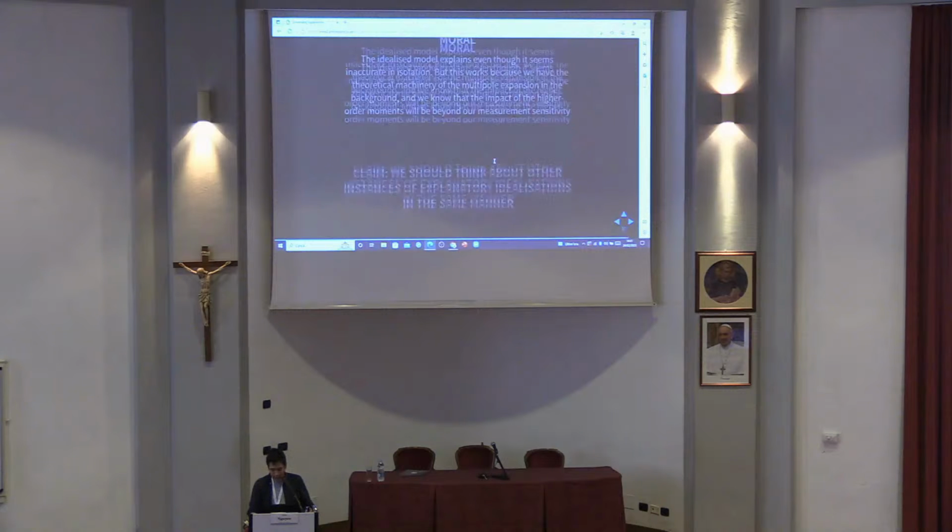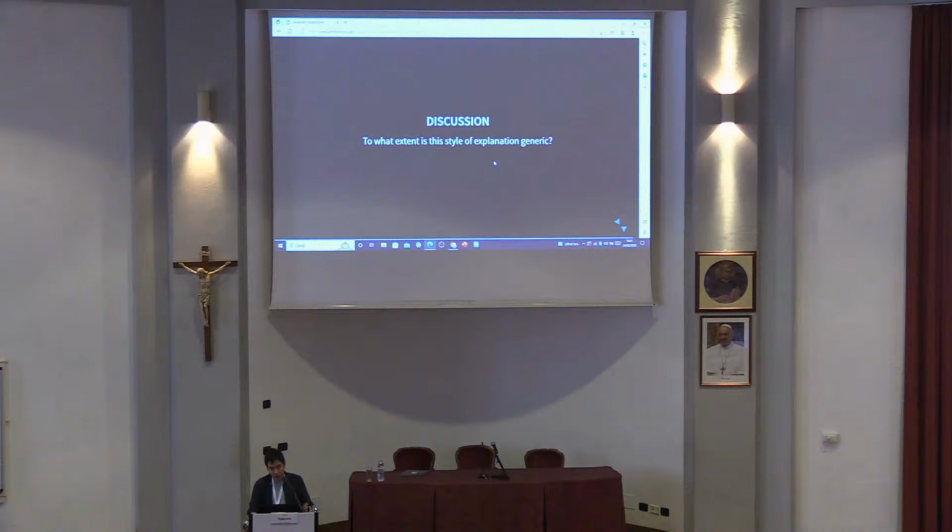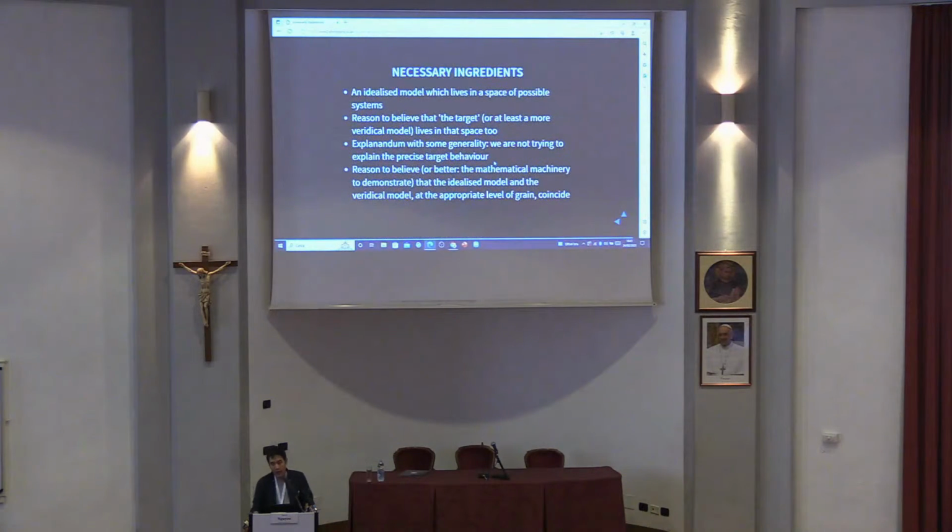Okay, in the interest of time then, the claim is we should think about other instances of explanatory idealization in the same manner, and for discussion, this is where I want to ask you: to what extent is this style of explanation generic? So what we need in order for this style of explanation to get off the ground is this space of possible systems, which includes your idealized model. You need to have reason to believe that the target, or at least the more veridical way of representing that system, also lives within that space.